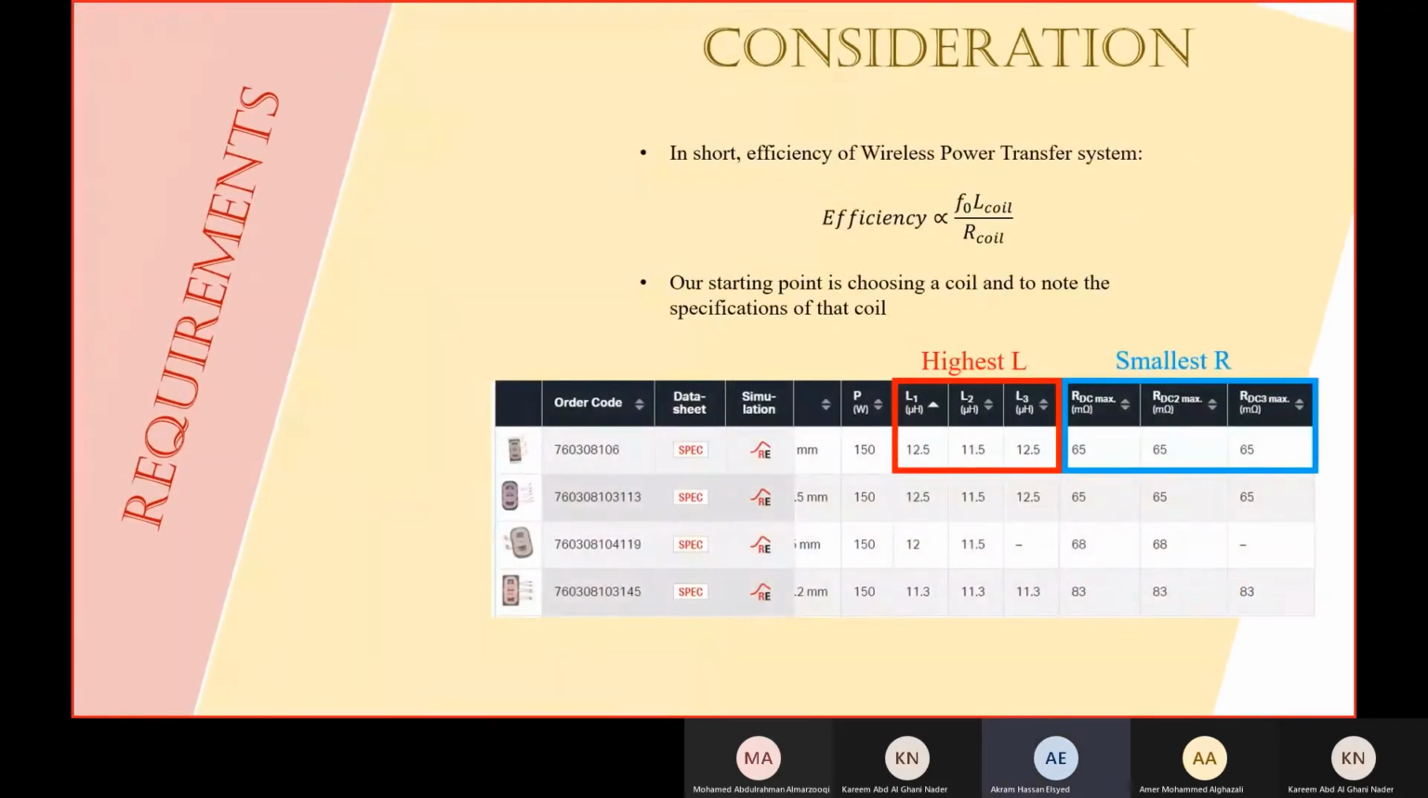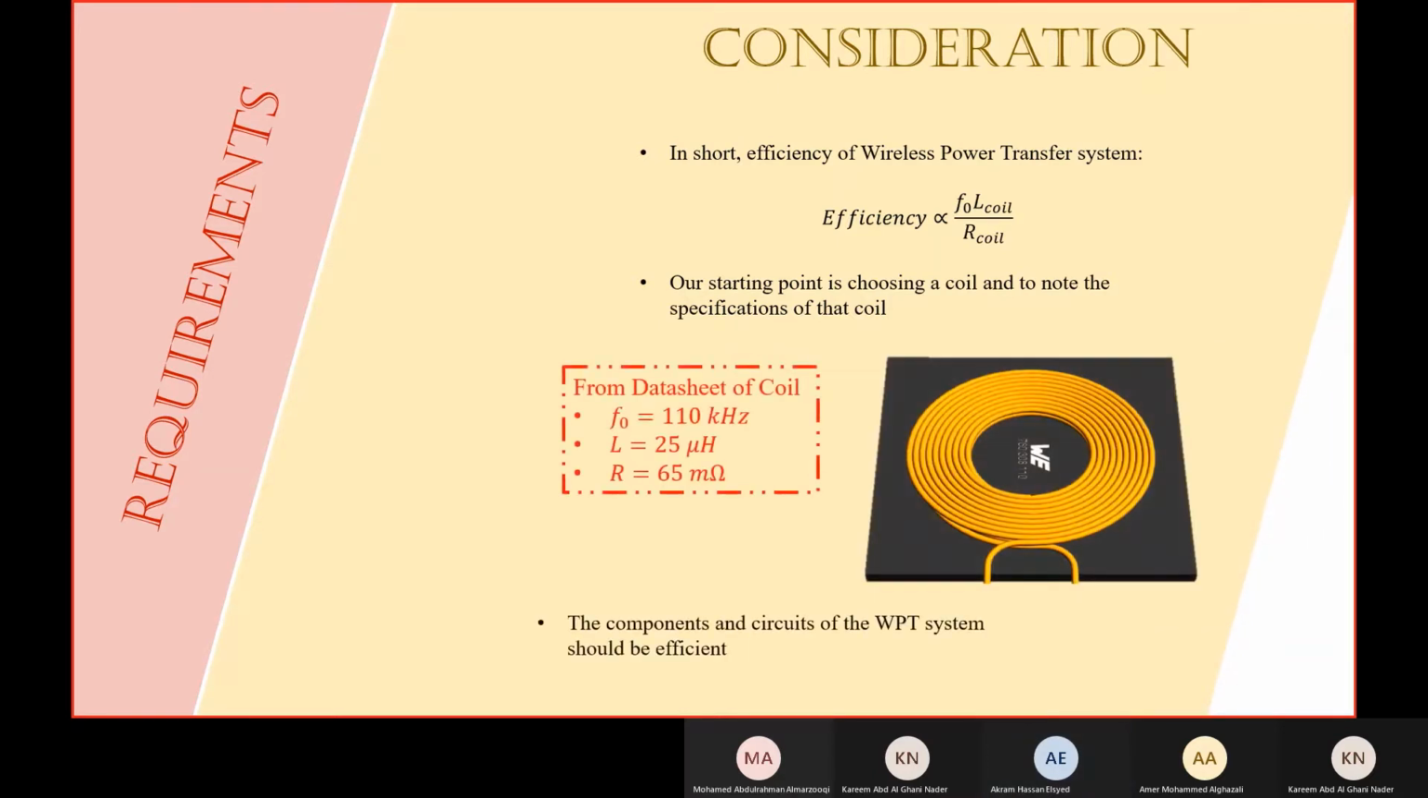So now, moving to the consideration, as shown in this relation, the efficiency is directly proportional to the frequency and inductance of the coil and inversely proportional to the resistance of the coil. So we choose the coil with the highest inductance and the smallest resistance. And now this is our coil. From the coil's datasheet, we have 110 kilohertz, an inductance equal to 25 microhenry, and a 65 milliohm resistance.